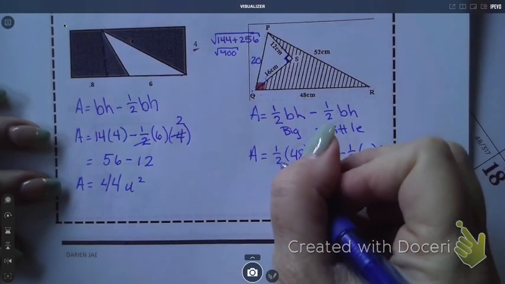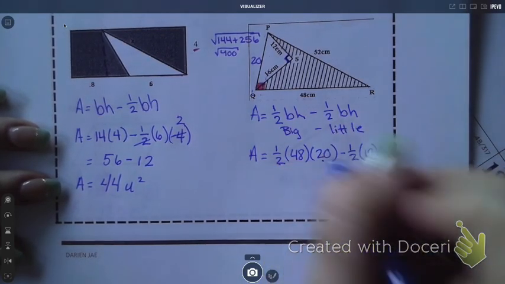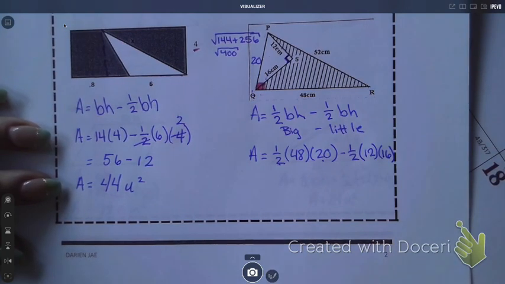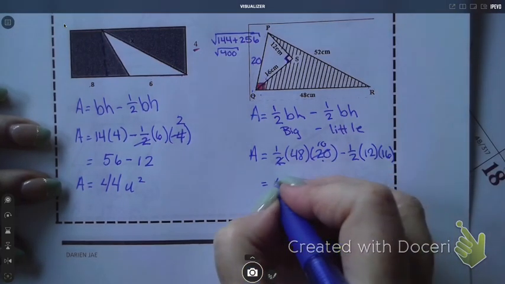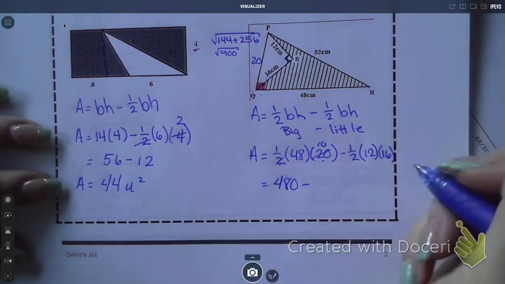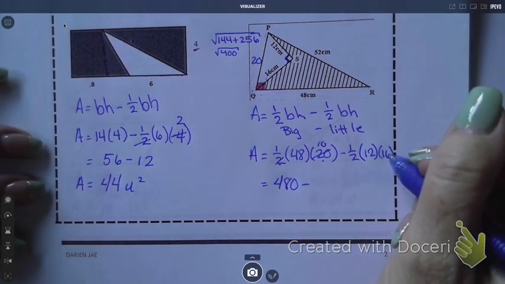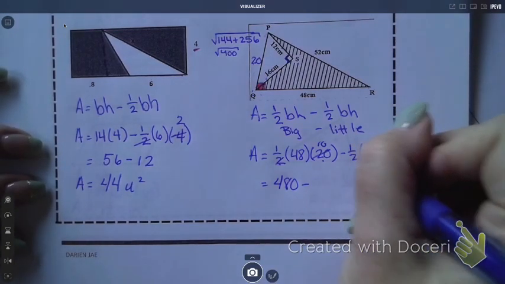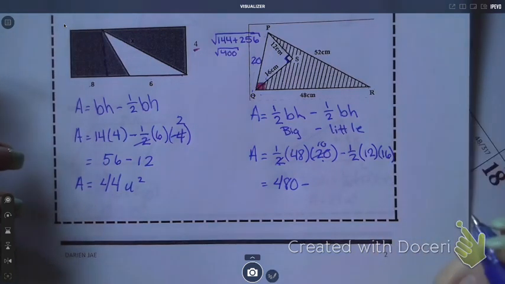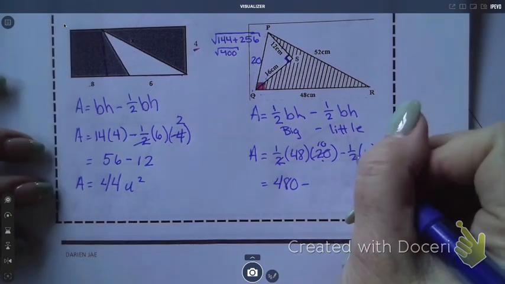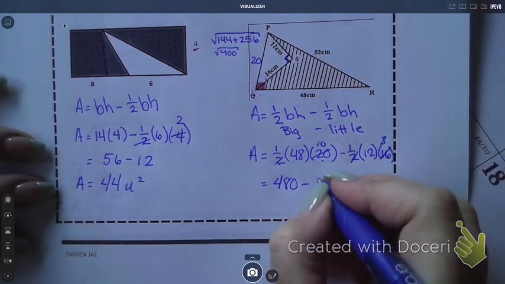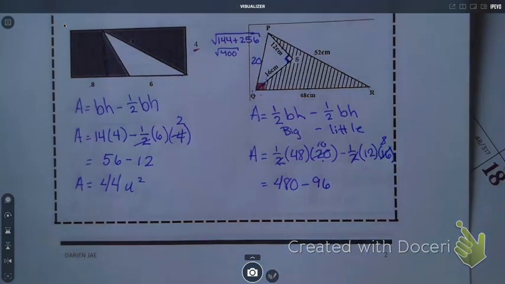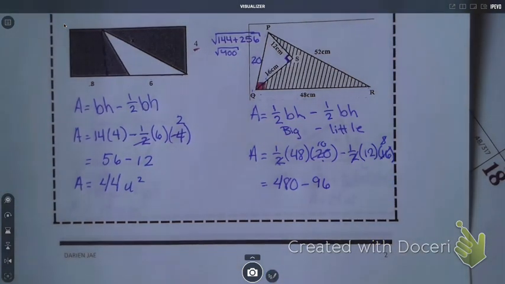Okay, I'm going to take half of 20. Why am I taking half of 20 and not half of 48? Because it's 10. Is it easy to multiply by 10? Yeah. So that would be 480 minus, now do you want to take half of 12 or half of 16? I'd take half of 16. I know 8 times 12, it's 96. Well, 16 times 6 is 96 also, but I know 8 times 12, right?